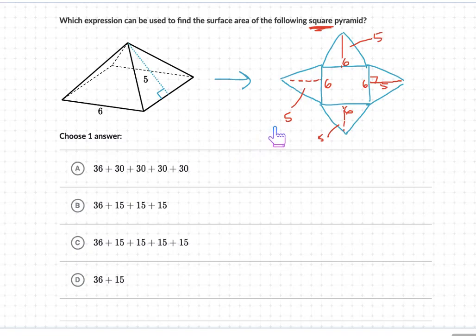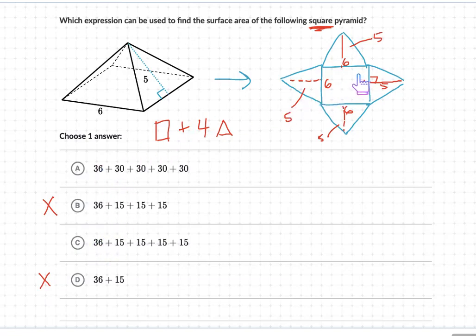I know for the square pyramid, I'm going to have 1 square and 4 triangles. So that's 4 plus 1, that's 5 things that are being added together at the end. 1, 2, 3, 4, 5. That could work. 1, 2, 3, 4. Ooh, that's missing something. So that one's probably out. 1, 2, 3, 4, 5. That one could work as well. This is only adding 2 things. It might not work. So I'm going to focus on A and C because it's adding up 5 different pieces.